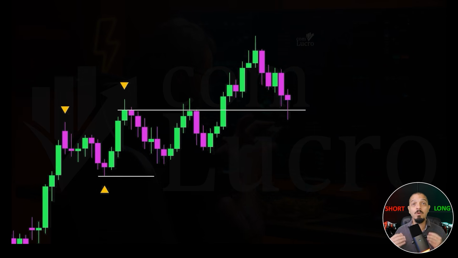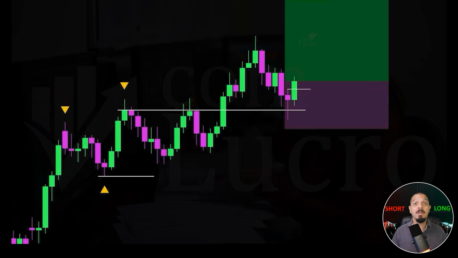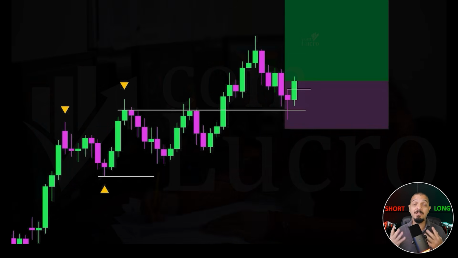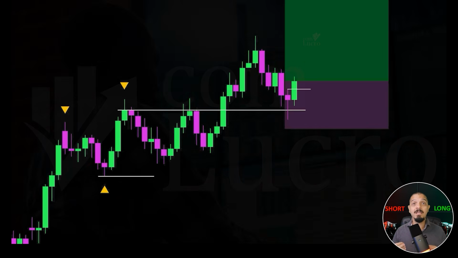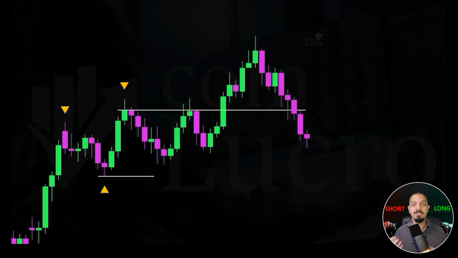So we wait for a pullback into that zone and then look for confirmation before entering a trade. You can enter once a candle closes above the previous candle's high. That's your signal that the level is being respected. If there's no confirmation and price keeps falling, simply skip the setup.